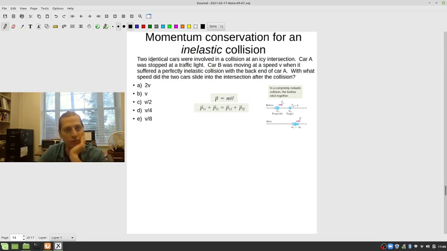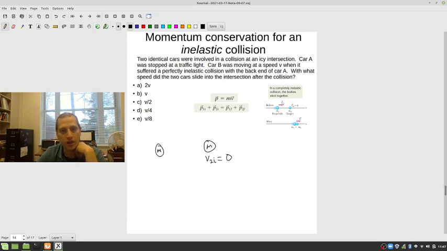Two identical cars were involved in a collision at an icy intersection. Car A was stopped at a traffic light. Okay, so you have M and M. They're both the same mass. This one has an initial velocity, V2 initial equals 0, when it suffered a perfectly inelastic collision with the back end of car A. With what speed did the two cars slide into the intersection after the collision?